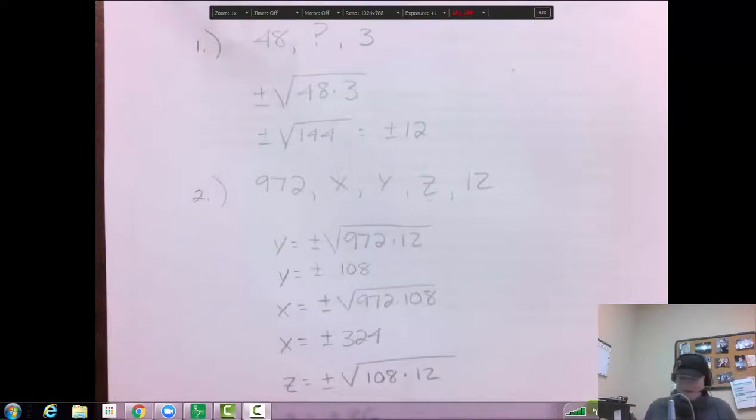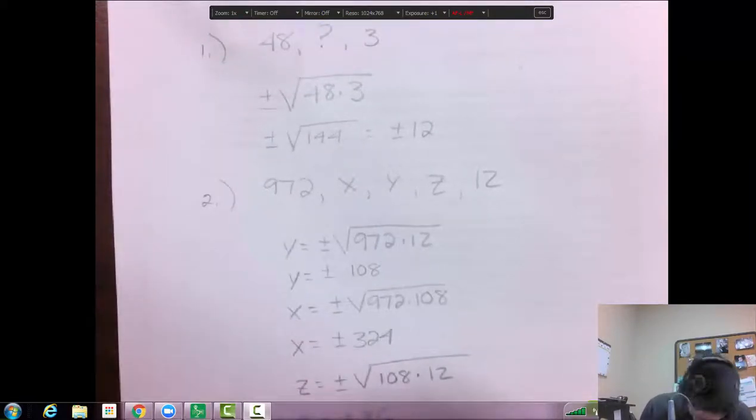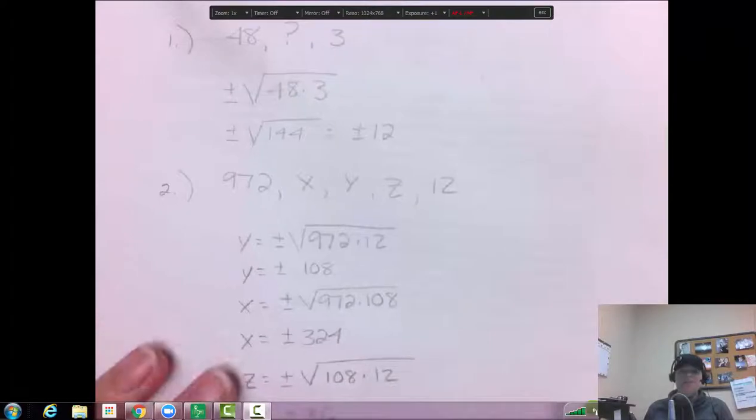Well, for this one, the sequence could be 972, keeping them all positive, 324, 108, 36, 12, and then the pattern would continue. Or the pattern could have gone 972, negative 324, positive 108, negative 36, positive 12. Every other one would be negative. Okay? So either one could be our answer. And that's kind of as hard as it'll get, is using that geometric mean to find those missing pieces in your sequence.